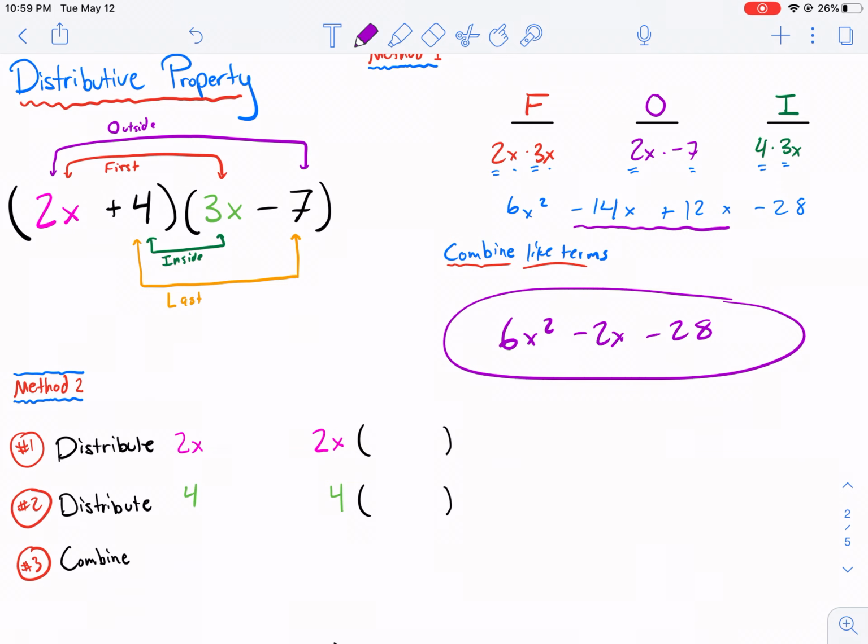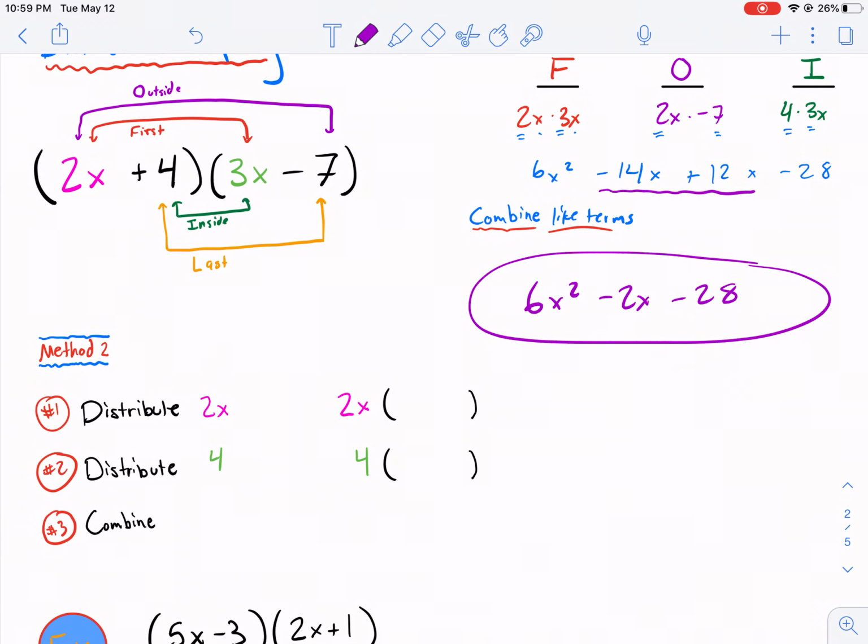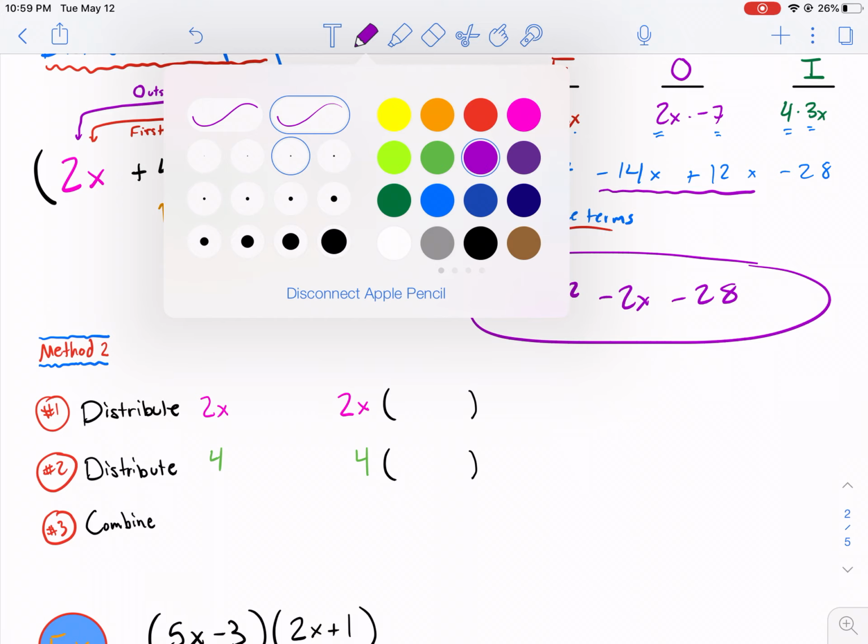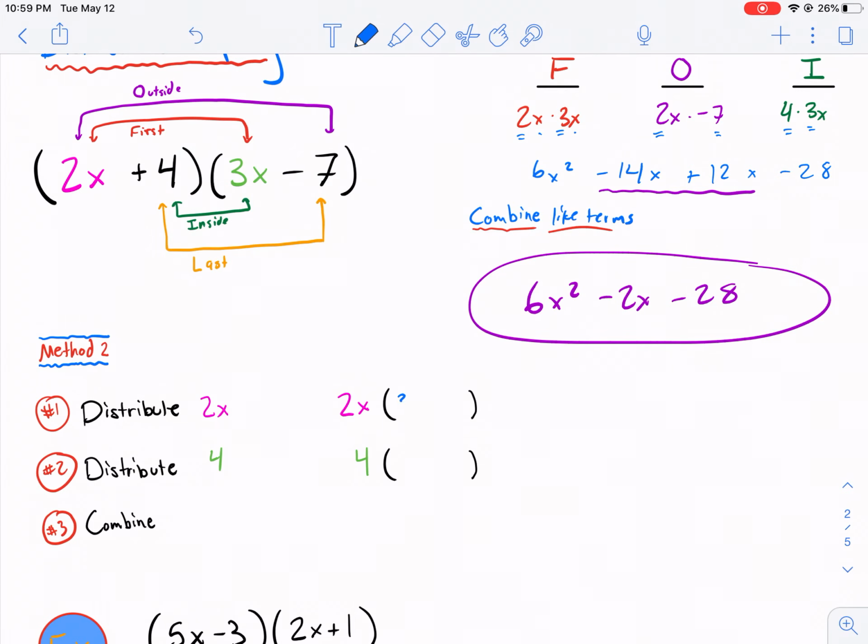Method 2 is just to take 2x and distribute to make it like a new problem, essentially. So we're going to do 2x, and multiply that by the 3x minus 7. And then we're going to take the 4, and multiply that by 3x minus 7. And then we're going to combine our answers. So what does that look like? Well, we get 6x squared minus 14x when we distribute. Then we get 12x minus 28. Now, when you see that we have like terms, we combine them, and we arrive at the same answer.